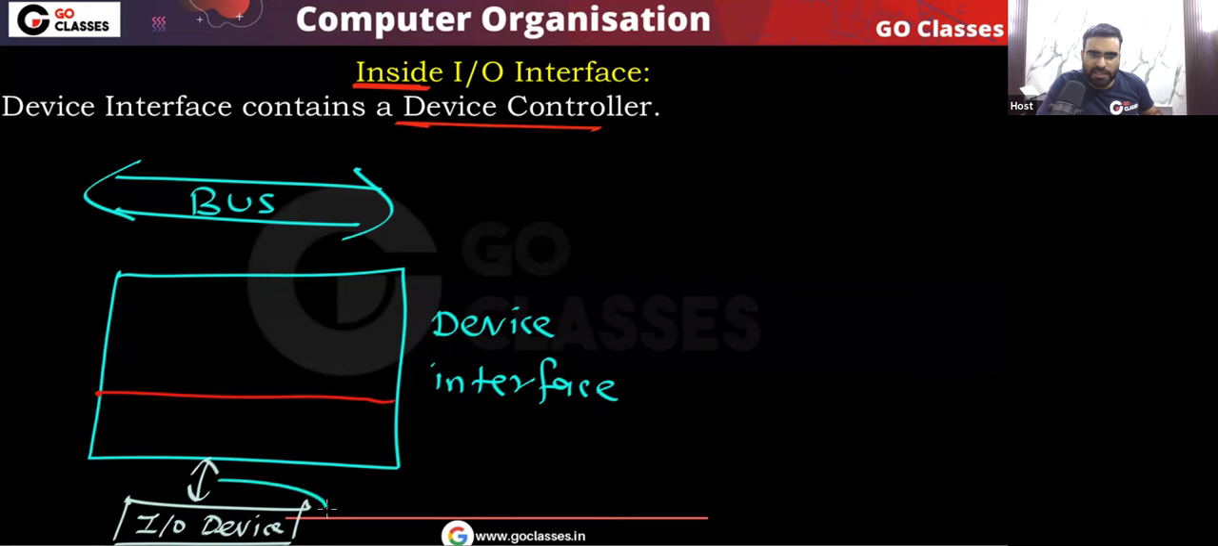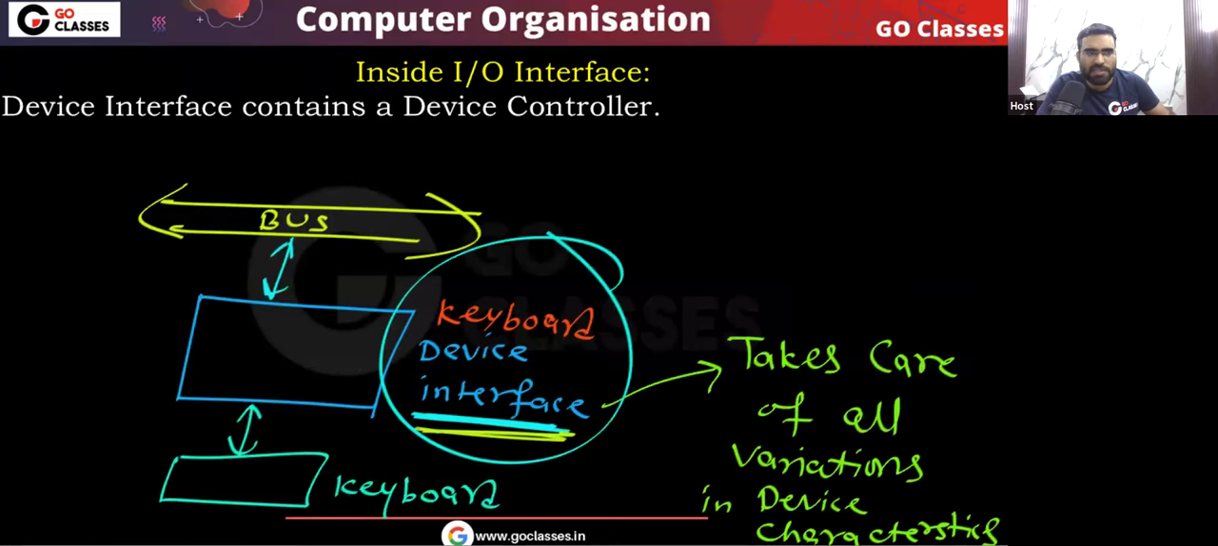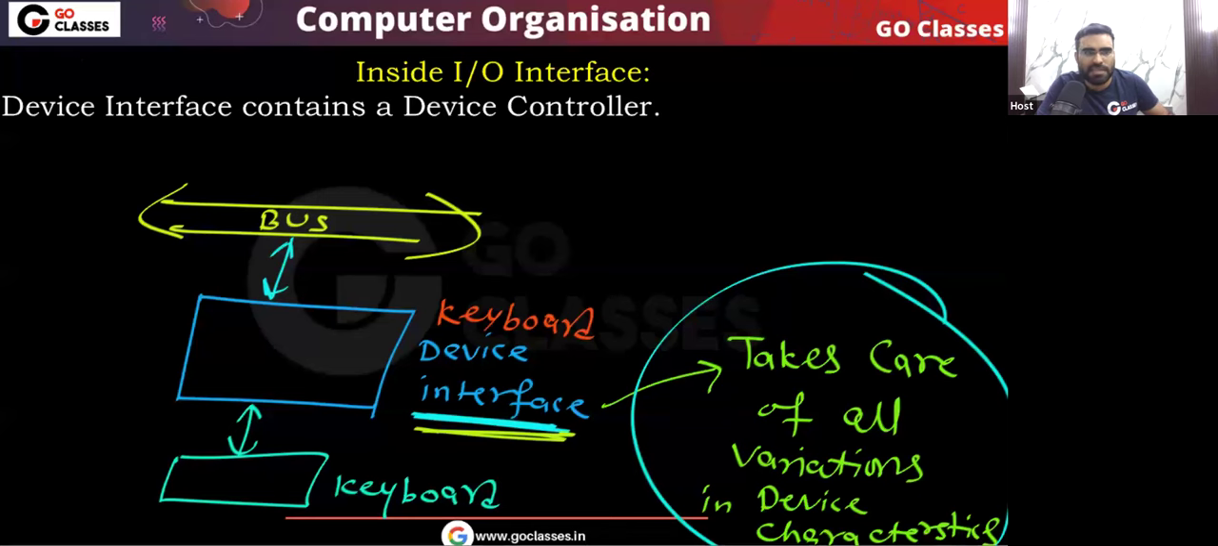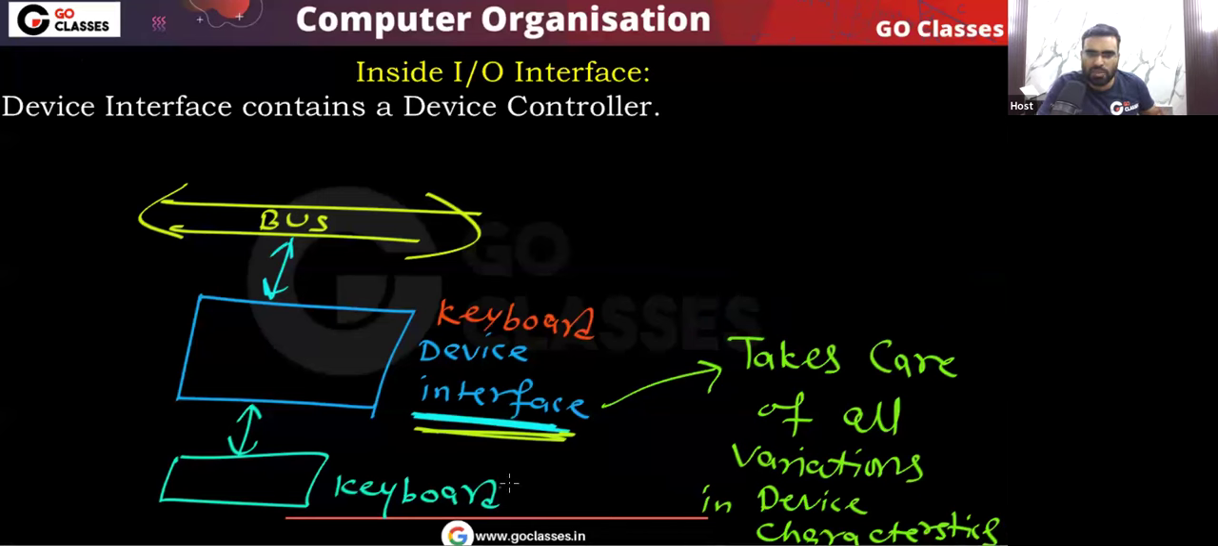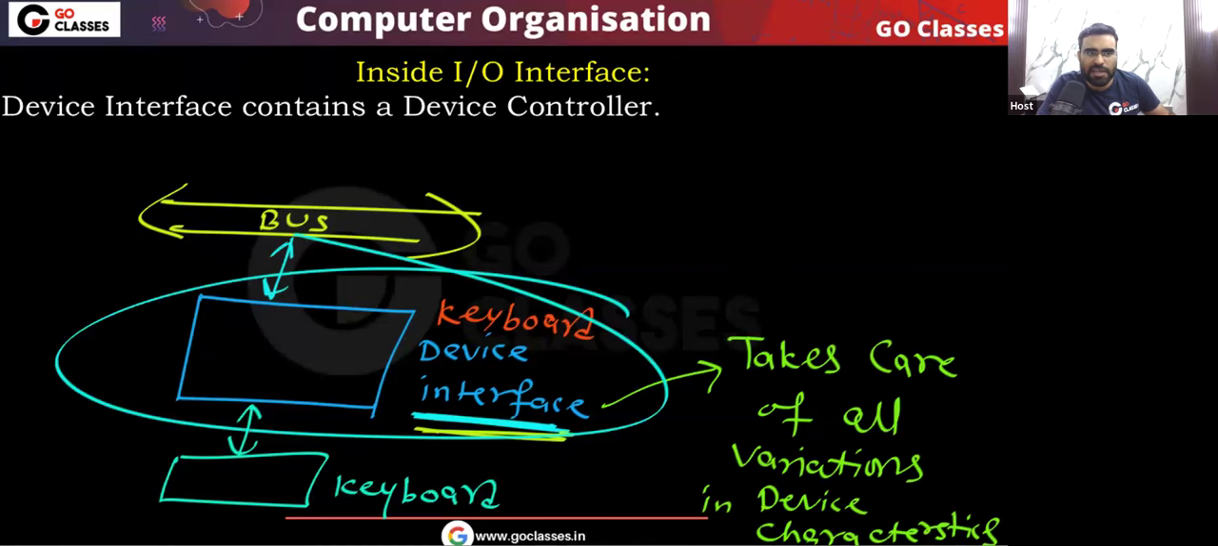One is related to this IO device. Basically, we want to handle the characteristics of the IO device. Do you agree? I told you that this interface will take care of all the variations in the device characteristics. Agree? Yes or no? Basically, for example, speed and data format. So you can see there are different characteristics of IO devices, and this interface will take care of all of them.